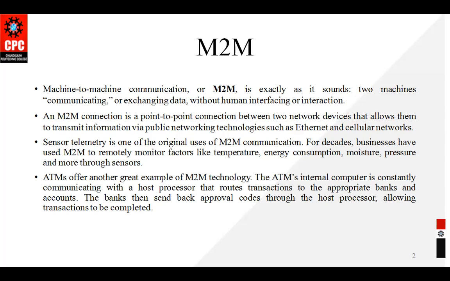Now, in general, when we say M2M communication, we are referring to cellular communication for embedded devices. For example, communication in vending machines sending out inventory information, or ATM machines getting authorization to dispense cash. This is an example of machine to machine communication. When we swipe a card, we are asking the machine to withdraw some money. This is an example of machine to machine communication.